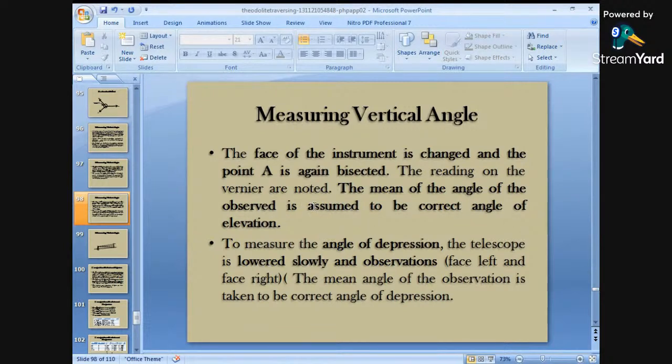As I've told you, in surveying with the help of a theodolite, what you have to do is take two observations, one with your face left position, one with your face right position, and then the average value of these two angles is taken, and that will be the correct angle. And the same procedure is adopted to measure the angle in case of depression.